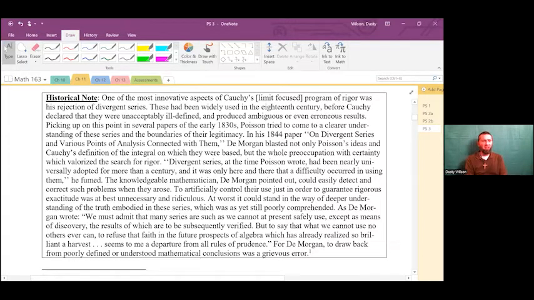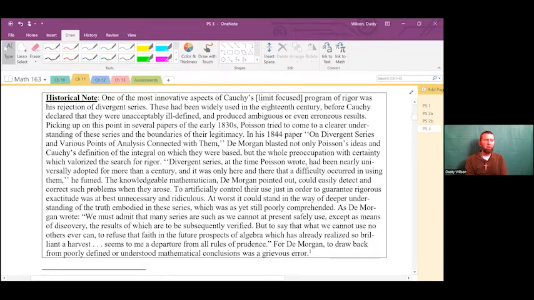But in the early 1800s, Cauchy comes along and wants to have a more rigorous foundation for math. And so he starts to build everything upon the limits, and he makes a big deal of the idea of a convergent versus a divergent series. And he says we shouldn't be doing anything with divergent series.